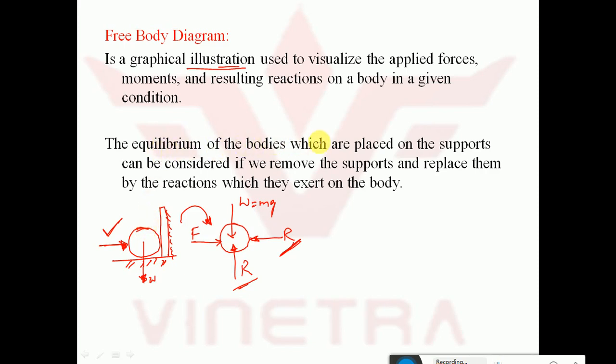So the equilibrium of bodies which are placed on a support can be considered if we remove the support. See what I have done, I have removed this support and I have removed this support. Remove the support and replace them by the reaction. So these two supports are removed and they are replaced by some reactions R which they exert on the body.